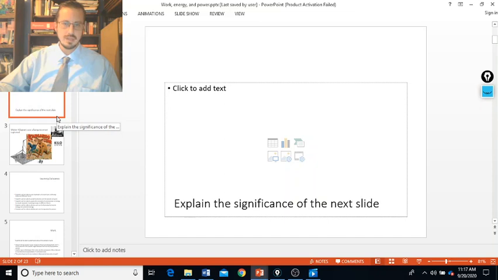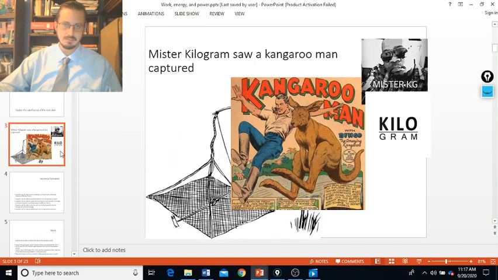Alright, who could explain the significance of this next slide? Mr. Kilogram saw a kangaroo man captured. If you can explain the significance of that, leave it in the comments below.